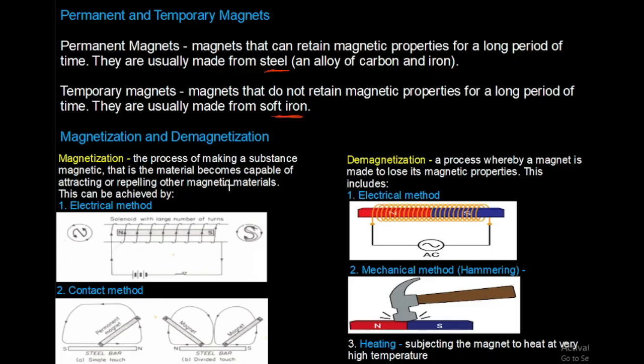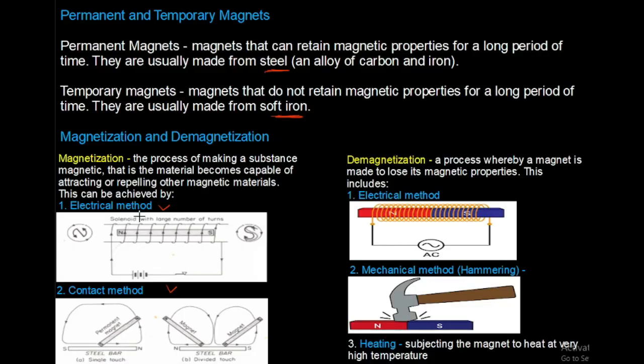When we talk about being magnetic, the material becomes capable of attracting or repelling other magnetic materials. So magnetization is the process of making a substance magnetic. That is, the material becomes capable of attracting or repelling other magnetic materials. Now, this can be achieved by the electrical method and the contact method for magnetization.